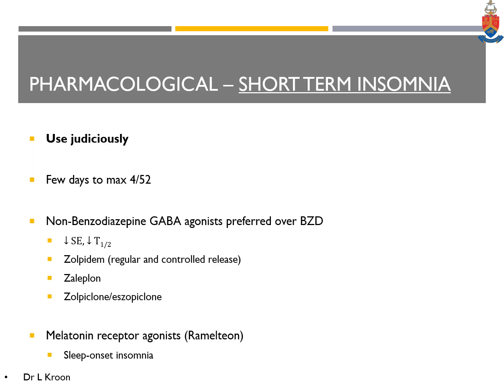The time to use pharmacological therapies is only for short-term insomnia, and when you use them judiciously. So a few days to a maximum of a month, using your Z drugs, so your non-benzodiazepine GABA agonists, such as zolpidem, for example. So they're preferred over your benzos. Using medications for chronic insomnia is generally discouraged, though.